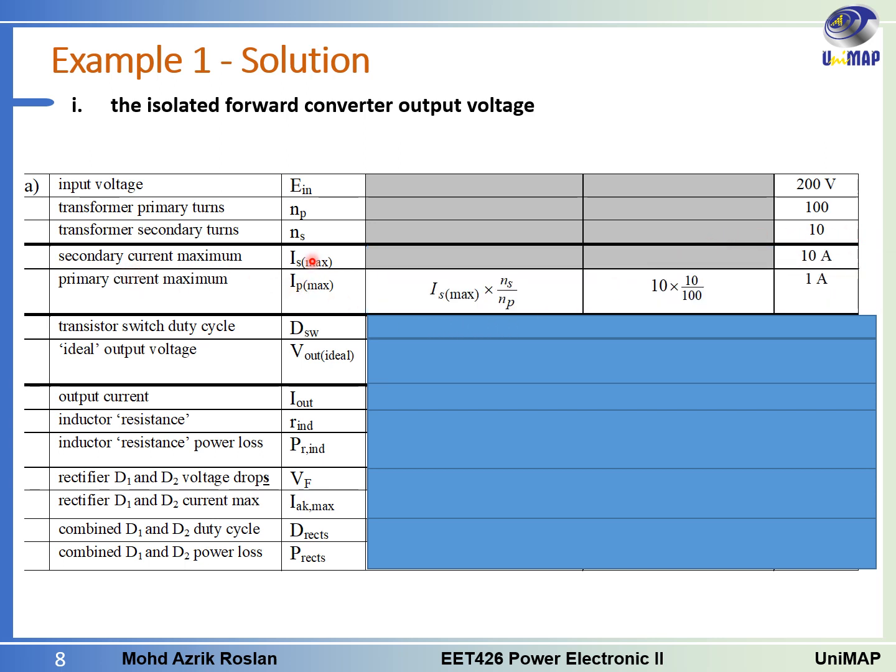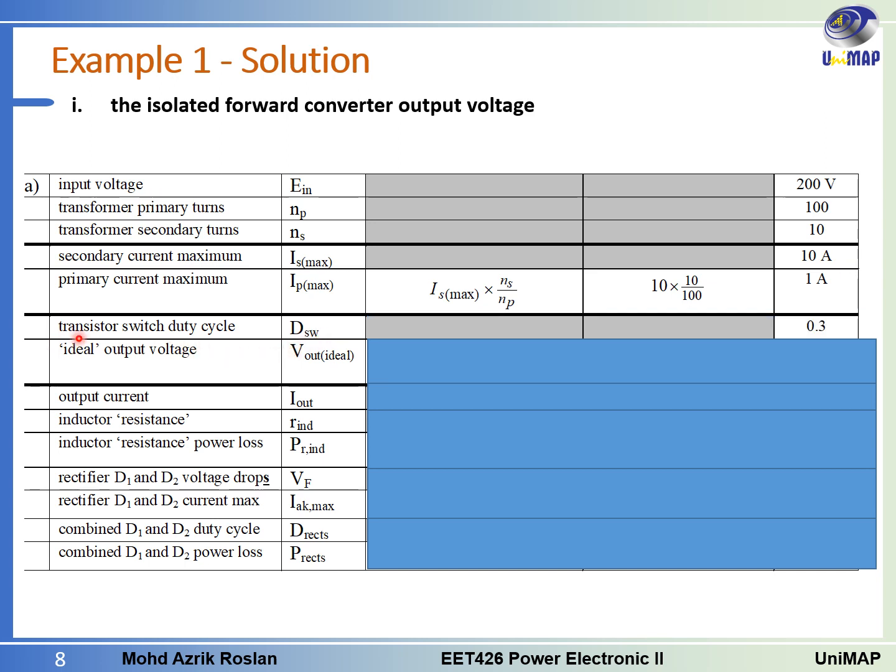The secondary current will be equal to the output current. It is given that our output current is 10 ampere. So the secondary current maximum, Is max, is equal to 10 ampere. The primary current maximum is the current at the primary. It is not given, so we have to calculate it based on Is max. Is max multiplied by Ns over Np, we will get 1 ampere. So we have 1 ampere of maximum current at the primary circuit.